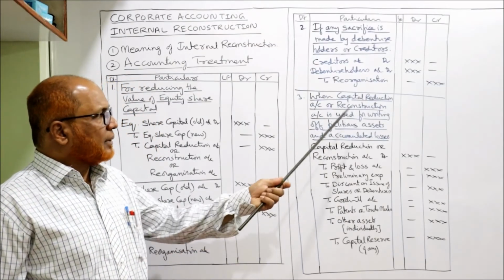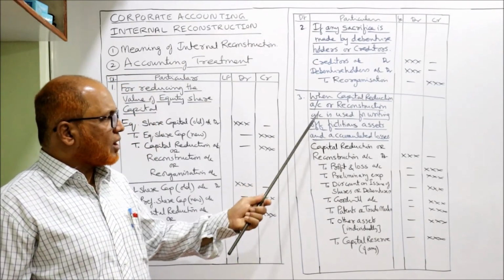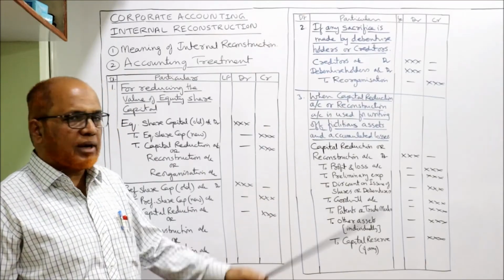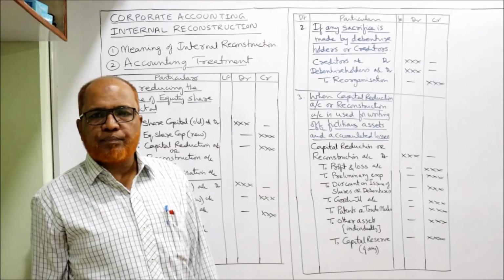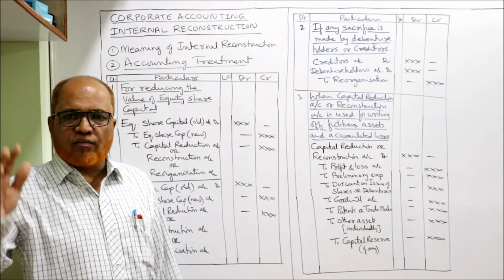Next, last entry. When capital reduction or reconstruction account is used for writing off fictitious assets and accumulated losses. Last entry. What is the entry for writing off?